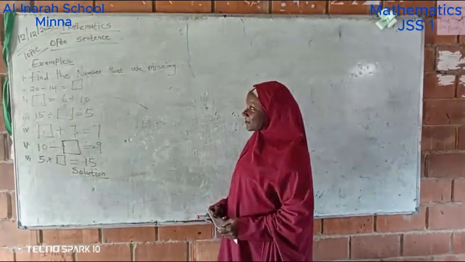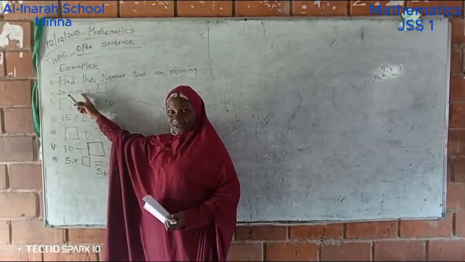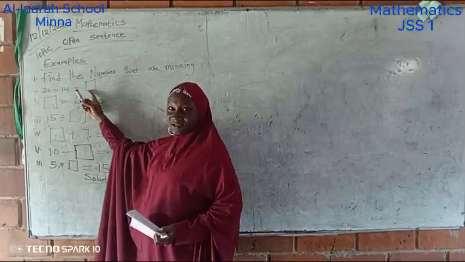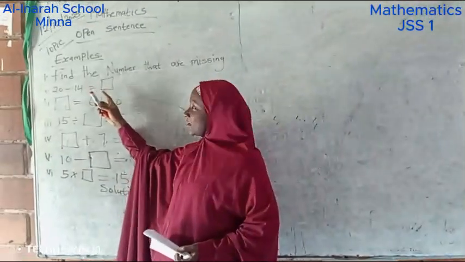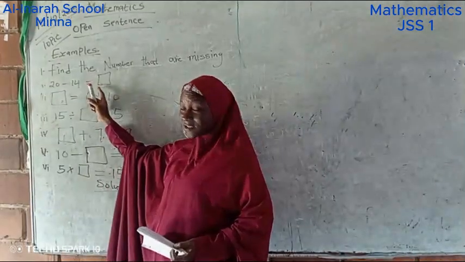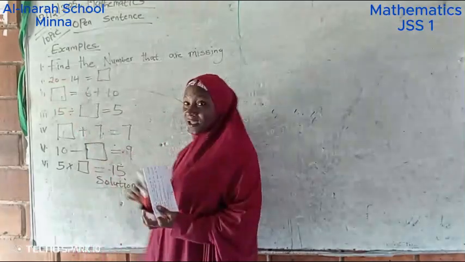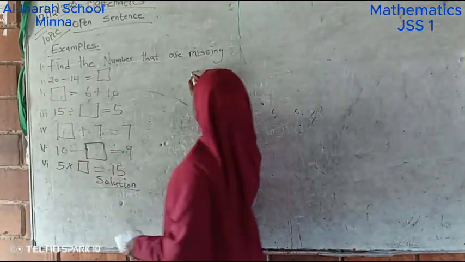Here are some examples. Number 1, here we have 20 minus 14. The final answer is not given. That is the missing number. For us to get our answer, we have to subtract 14 from 20. This is the solution.